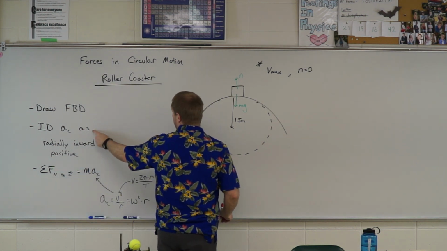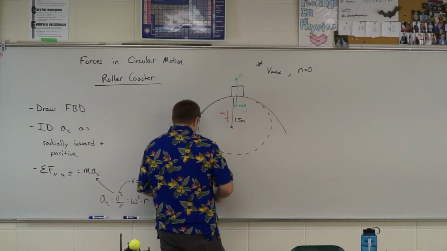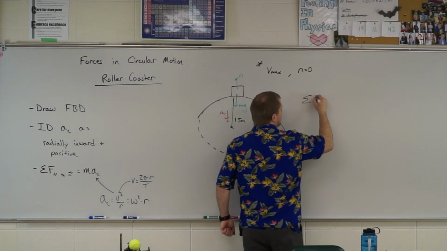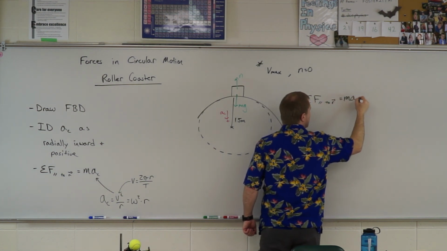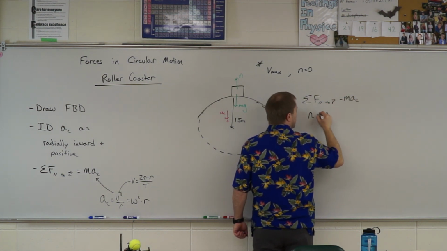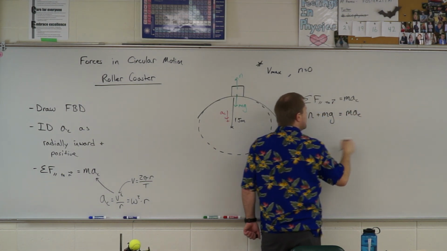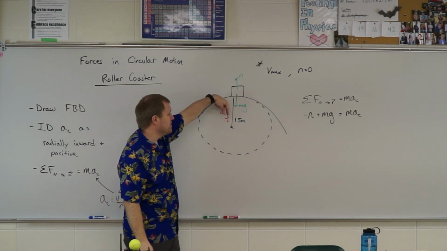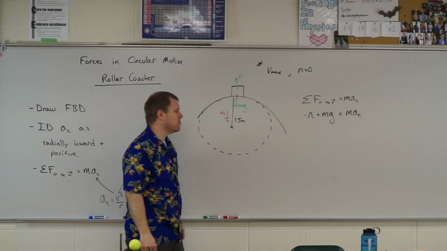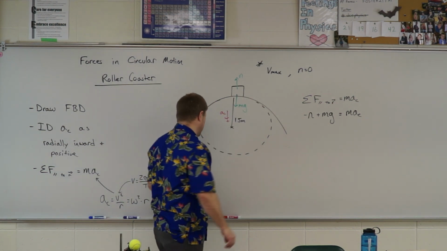So go ahead, draw a free body diagram, identify the direction of AC as positive, generate our equation. So we have the sum of the forces parallel to the radius set equal to MAC. Negative normal force plus mg equals MAC. The reason it's this way is because normal force is pointing in my positive direction, so down is positive, so mg minus normal force. Now, in this situation, we are trying to find the maximum speed.